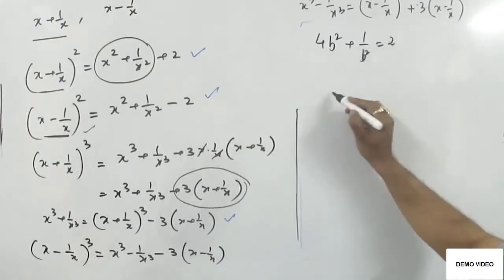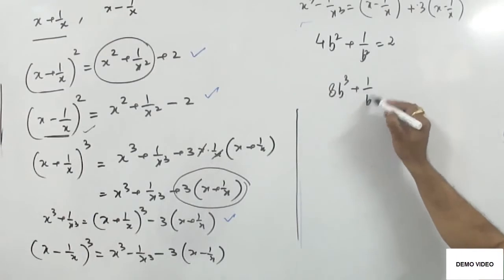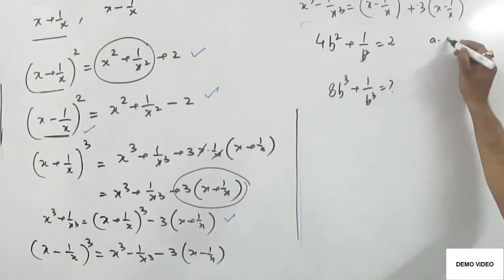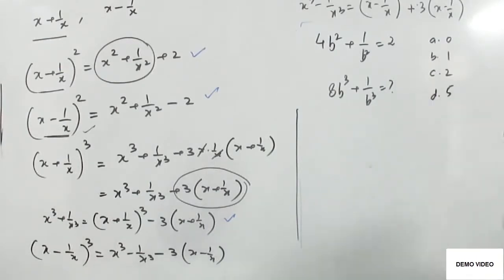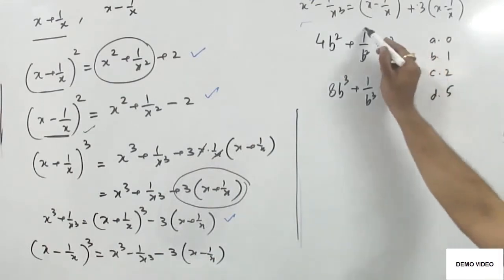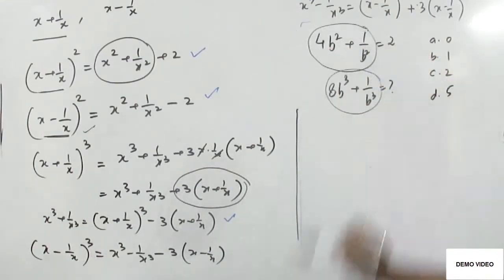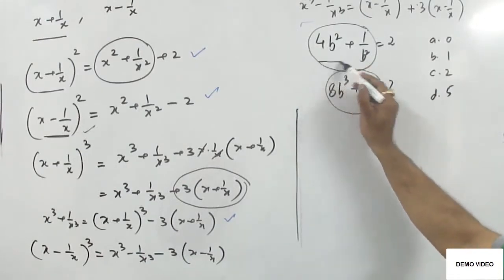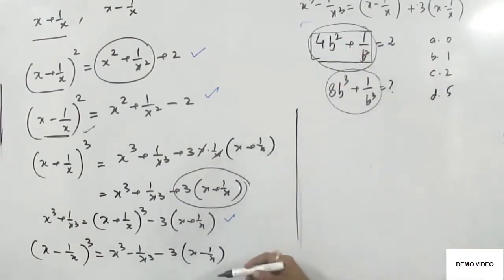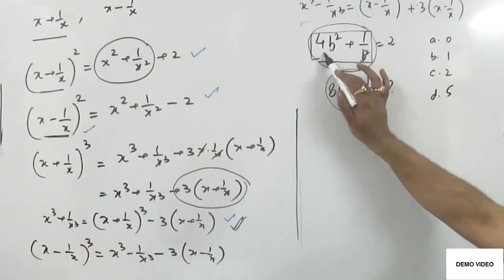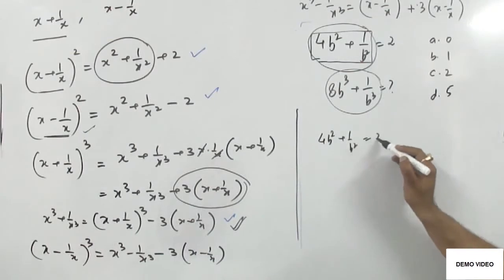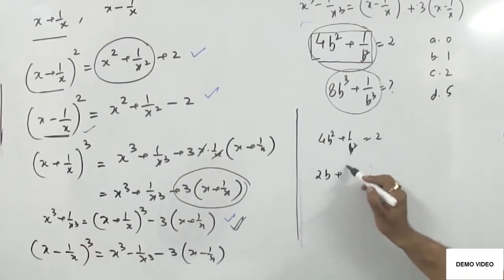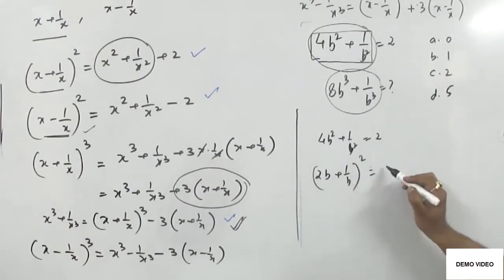So what we do? We are given 4b square plus 1 upon b square as 2. Now (2b plus 1 upon b) whole square would be 4b square plus 1 upon b square plus 2 into 2b into 1 by b. It would be 4b square plus 1 upon b square plus 4. The value of this is 2. Put this value as 2. So what we have? We have 6. The value of (2b plus 1 upon b) square is 6. So what is the value of 2b plus 1 upon b? It is under root 6.